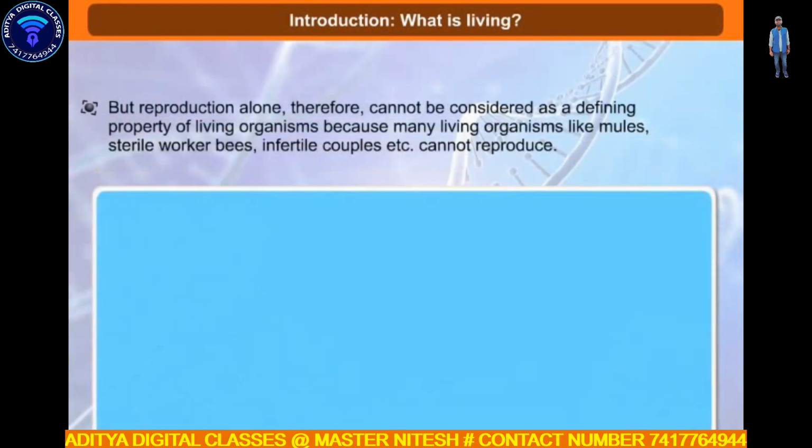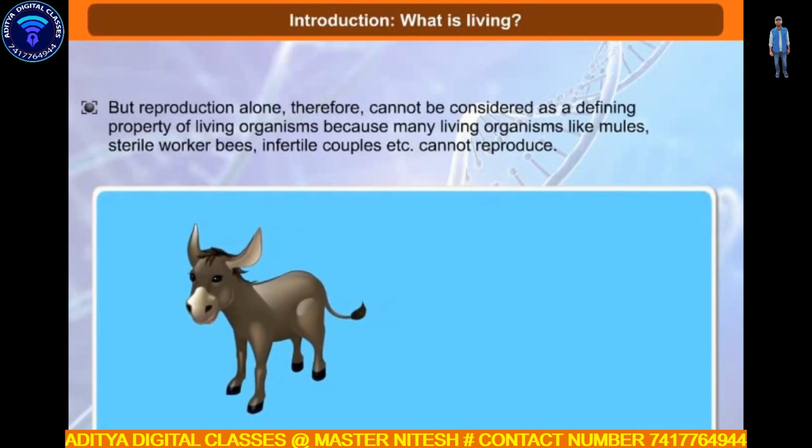But reproduction alone, therefore, cannot be considered as a defining property of living organisms, because many living organisms, like mules, sterile worker bees, infertile couples, etc., cannot reproduce.